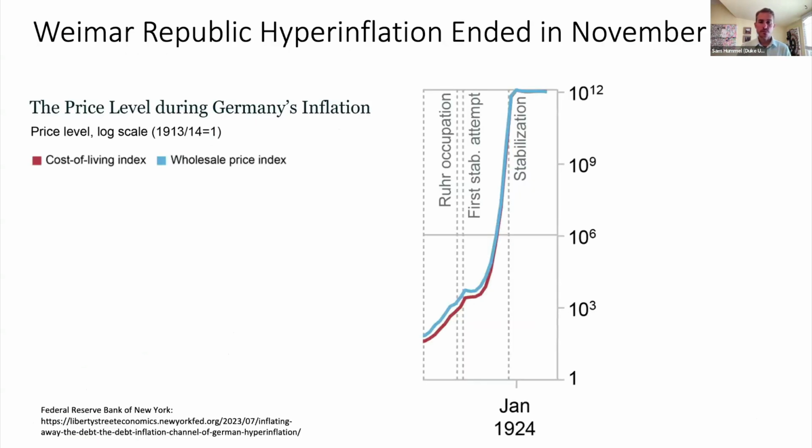But here's how it ended. It ended in a couple of weeks in November 1923. This is the cost of living index. This is the wholesale price index. And you can see they managed to make a right-hand turn at basically a 90-degree angle in a matter of weeks. When I first saw this, I freaked out, because this blows away basically every theory of inflation and hyperinflation that I'd ever heard. Most of those things that we talked about earlier, they simply can't act that fast.